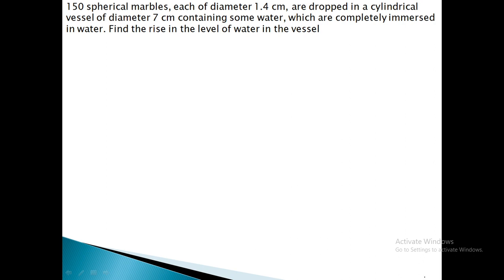Now I am going to start solving this question. You have to write first of all the radius of a marble. r is equal to 1.4 over 2. After removing the point, we will write 0 in the denominator, because after the decimal we have only one digit.